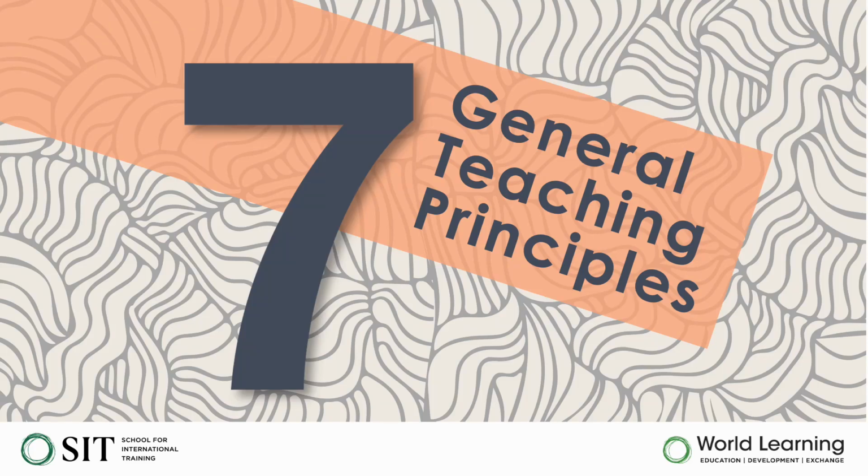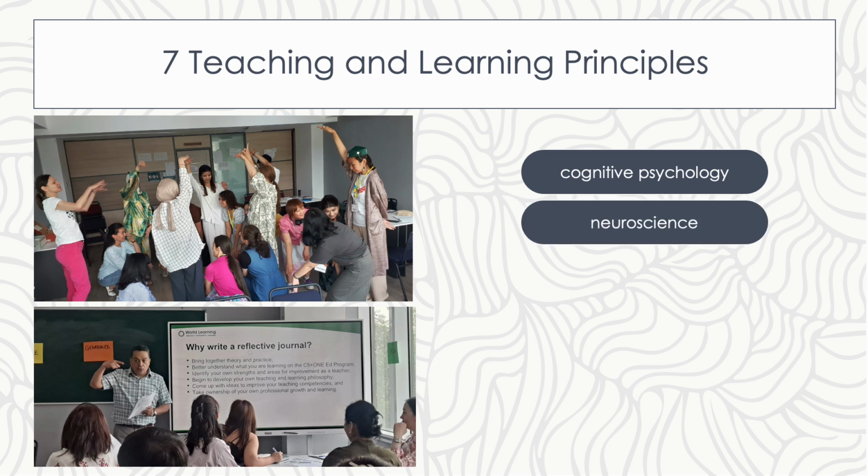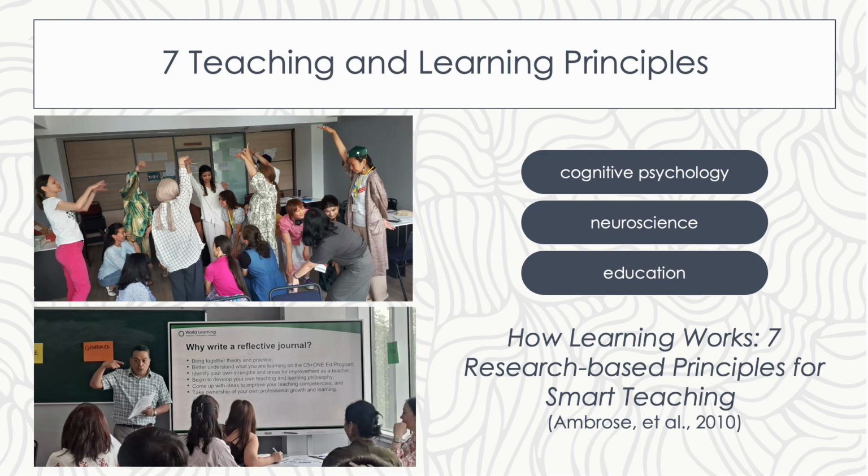7 General Teaching Principles. The following is a summary of teaching and learning principles from the science of learning, which draws from cognitive psychology, neuroscience, and education to better understand the processes involved in learning. We have added more recent research to support and expand on Ambrose et al.'s 7 learning principles.